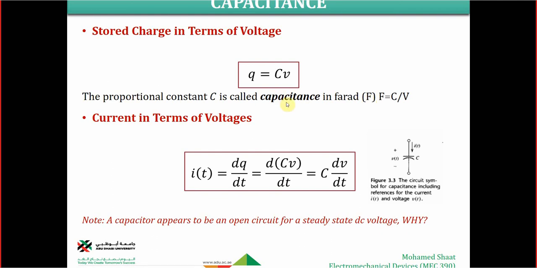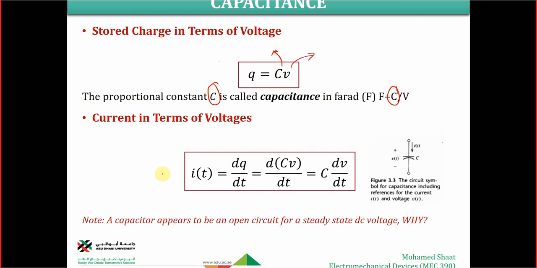Farad is the unit of capacitance, which is equivalent to coulombs divided by volts. V stands for the volt, C stands for coulombs. So this C indicates coulomb, but this one indicates capacitance. Make sense? This is the charge within a capacitor in terms of the volt and in terms of its capacitance.